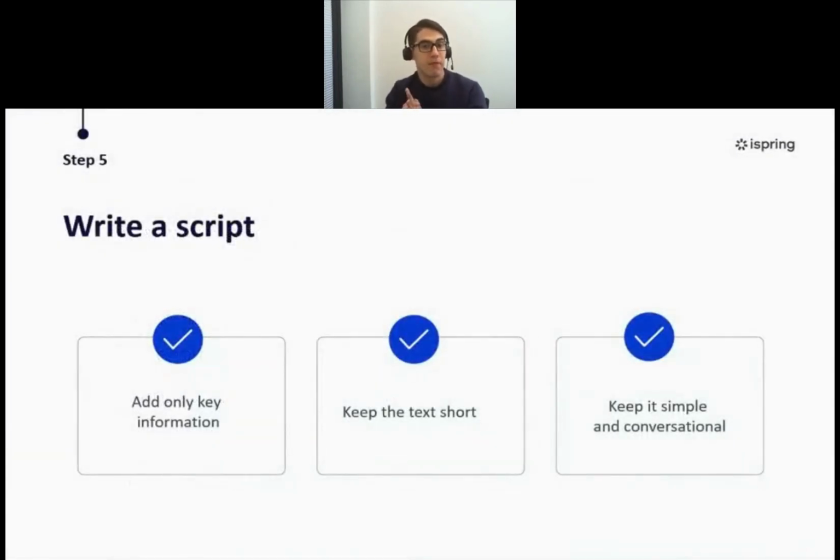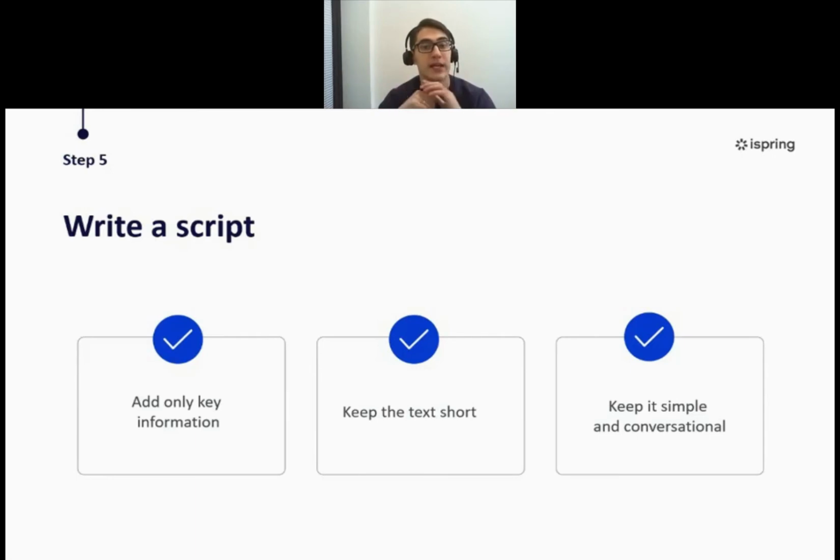All right, step 5, write a script. After you have an idea of what each slide will be about, you'll need to write a script, which is the text your learners will see on the slides. Here are a few tips on how to do this correctly. Add only key information. If you want to provide more details, you can record a voiceover or support the text with media. That's totally okay to do.